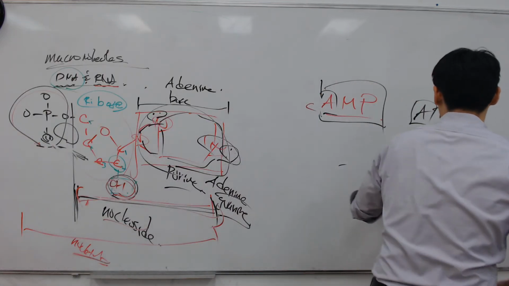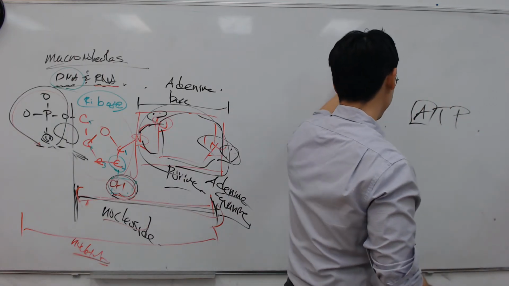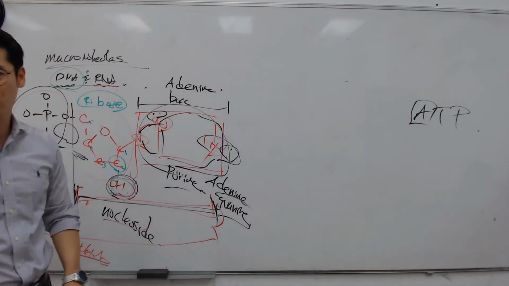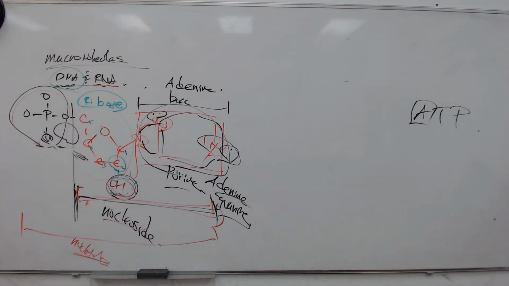I'm sure you've heard of ATP, right? Adenosine triphosphate. What do you think of? You've got three of these what? Phosphate groups. Okay, that's ATP, adenosine triphosphate. And again, these guys have what? A negative charge here.